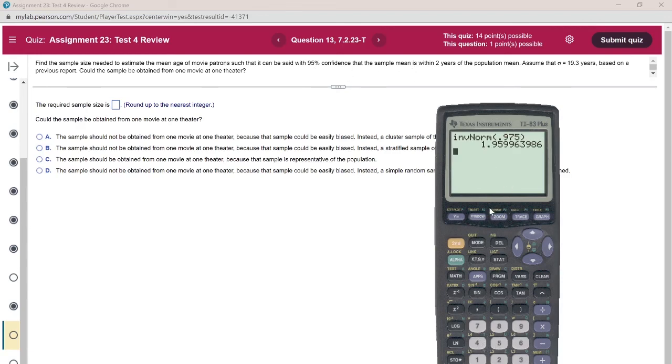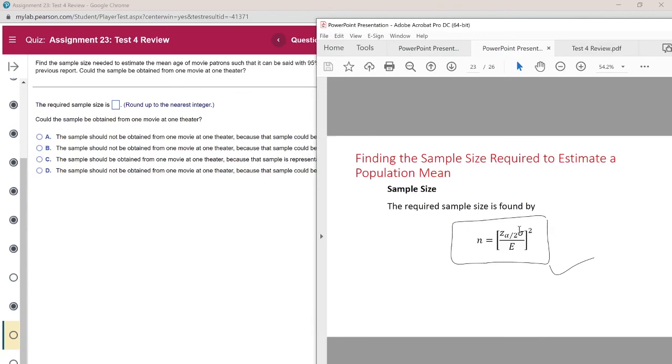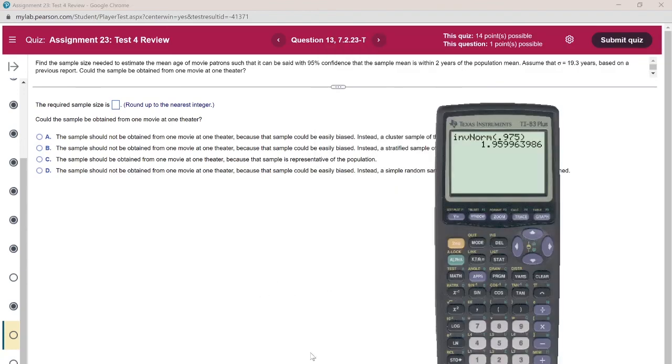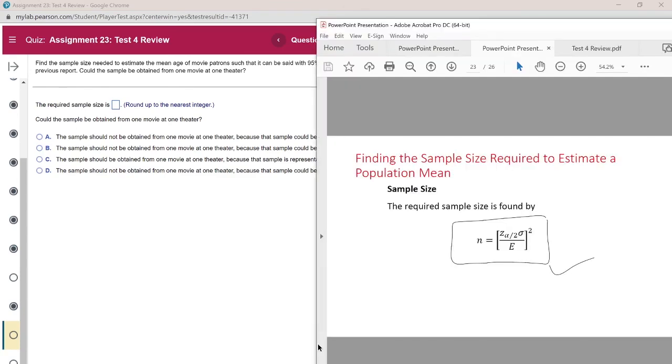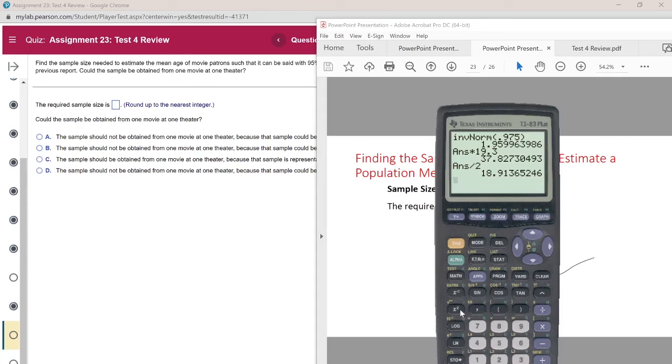And then we have the Z-score, and we also need the standard deviation. So we multiply it by the standard deviation, which is 19.3, and then divide by the margin of error, which is 2. If we square that, that's where we find the sample size, and you just have to square this answer, which is 357.726. The required sample size is 357.772. Whenever you have a decimal sample size, round it up to the next whole number, so it's 358.